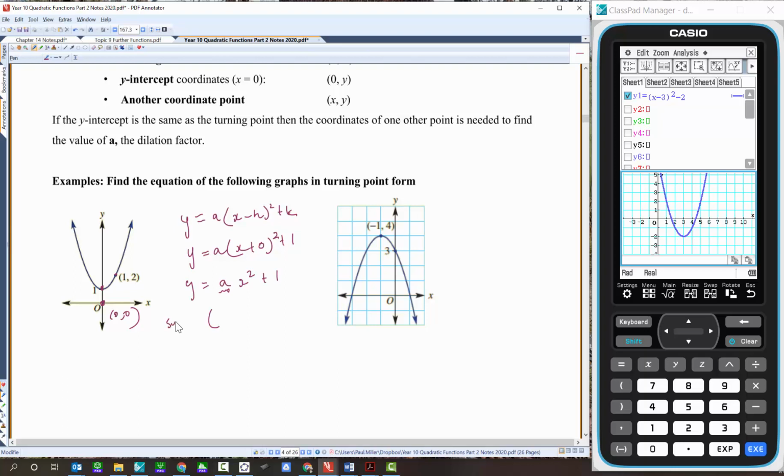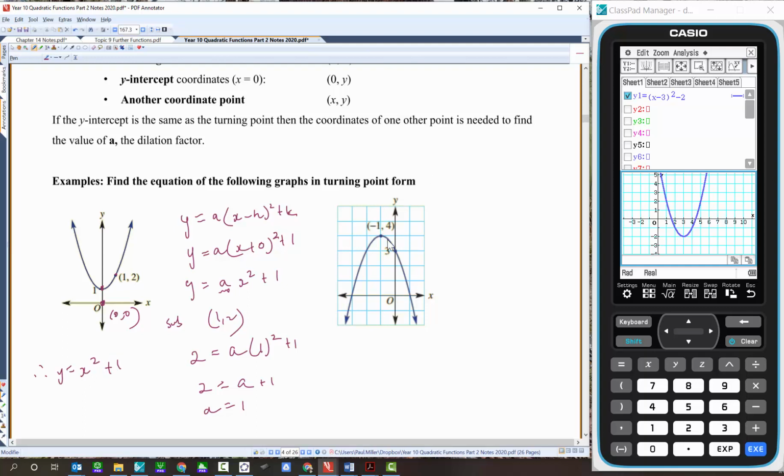So we're going to sub in 1, 2. So that means when y is 2, x is 1. So 2 equals a times 1 squared plus 1. 2 equals a plus 1, a equals 1. All right, so therefore the rule for this one here is y equals x squared plus 1.